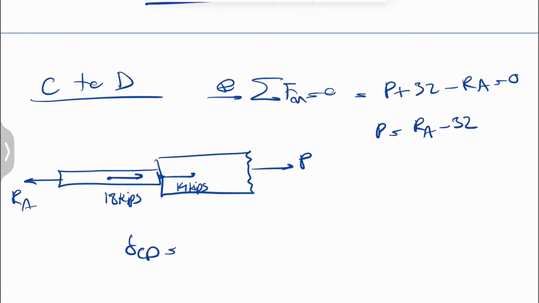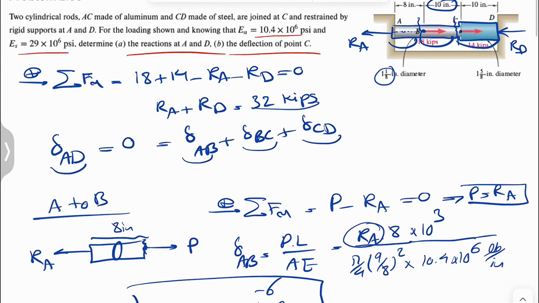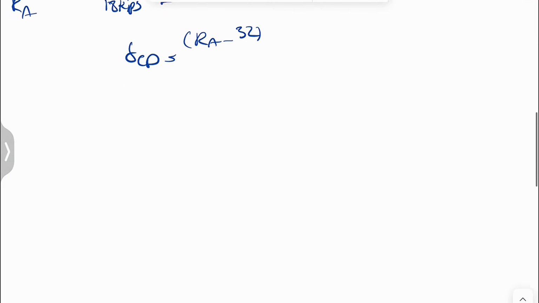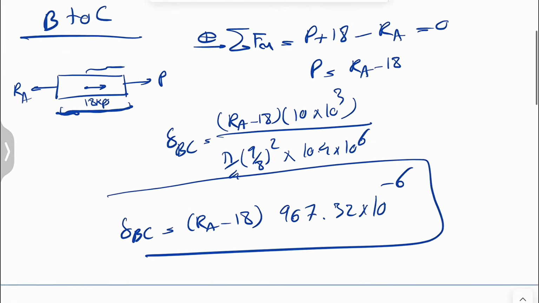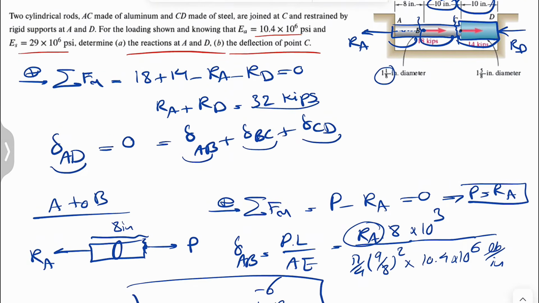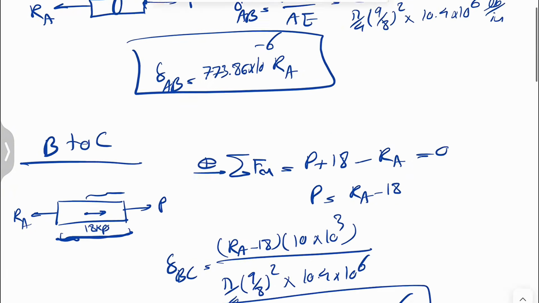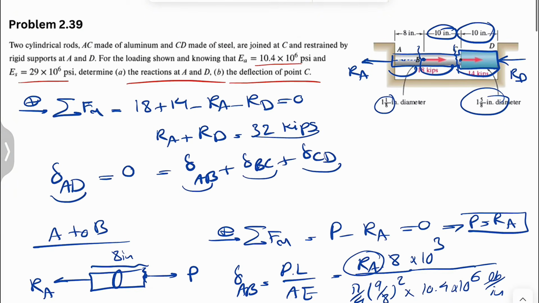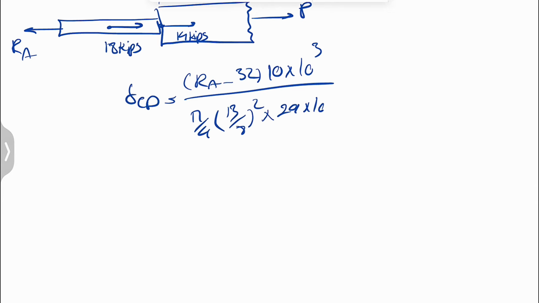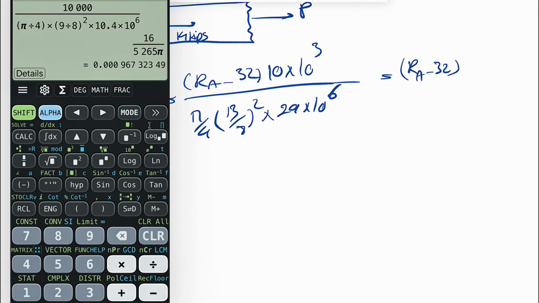So delta CD is (RA minus 32) times the length of C to D, which is, again, 10 inches. The diameter is also different. So 10 to the 3 to get the force in pounds. Pi divided by 4. Let's see, what's the diameter? The diameter is 1 and 5/8, so 8 plus 5, 13/8 squared, times the elastic modulus, which was 29 times 10 to the 6, and RA minus 32. Let's see what we get in here.